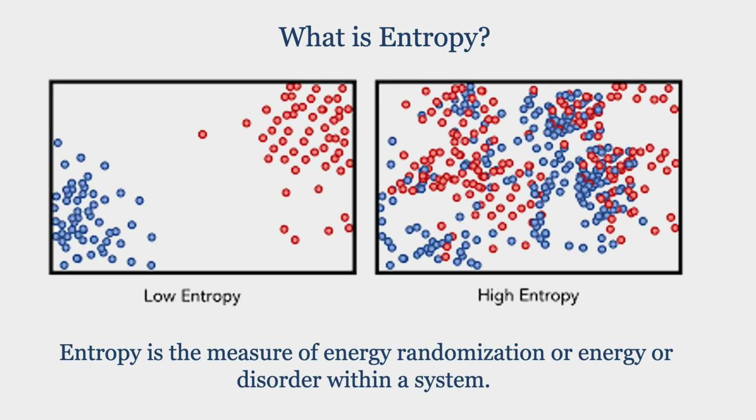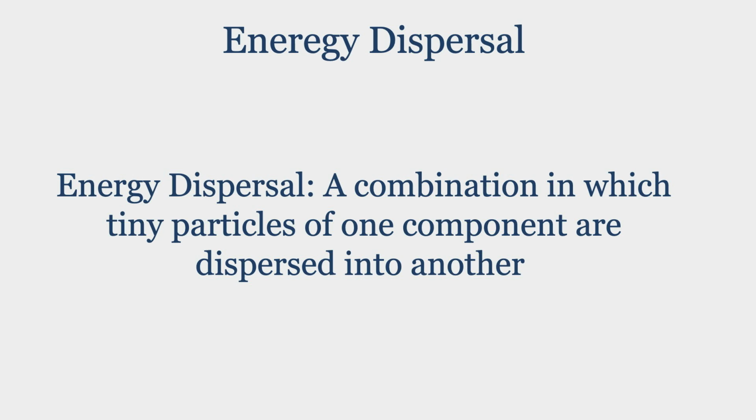This leads us to entropy. Entropy is the measure of energy randomization or energy disorder within a system. If you look to the left, you see low entropy. The blue particles are separated and the red particles are separated as well. They have some distance in between. If you look to your right, you see a high entropy where the blue particles and red particles are mixed and mingled together.